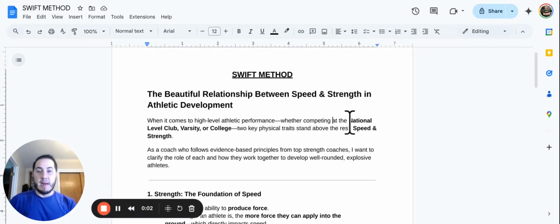Hey guys, so now that you know the basics of the Swift method, we're going to dive into what each one of them means. S is for speed and strength, the beautiful relationship between speed and strength in athletic development. When it comes to high level athletic development, whether you're competing at the national level, varsity, or college, physical traits stand out above the rest, and that's going to be speed and strength.